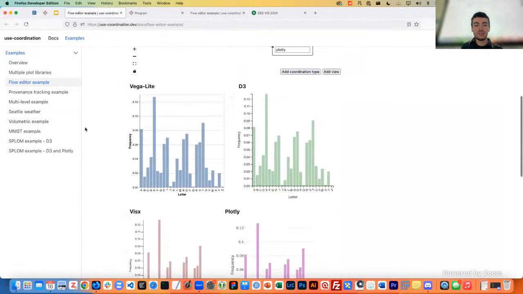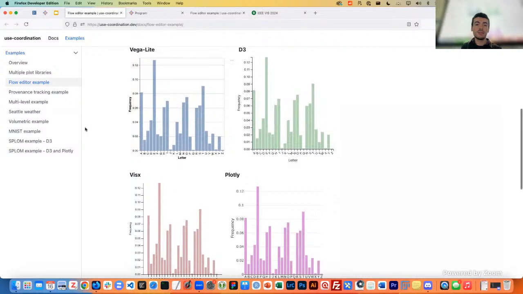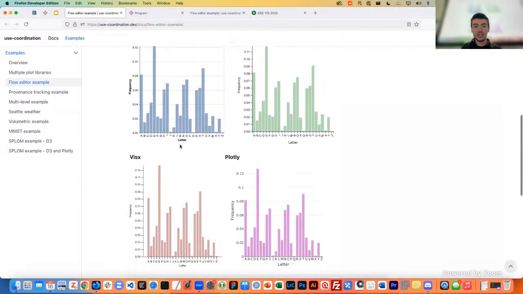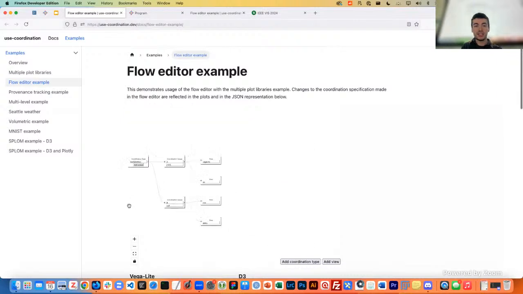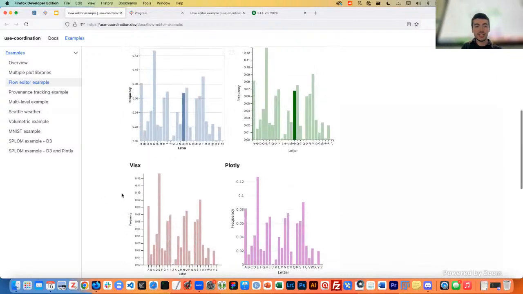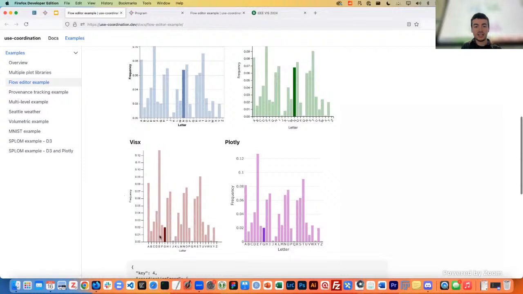So in these bar plots, we have the same bar plot implemented with 4 different visualization frameworks here: Bokeh, D3, VIS, and Plotly. And these have a bar selection property that are all coordinated. But we can show if we want the bottom row to be coordinated to a second selection value, we can do that in our editor here, and we see those are separately coordinated now.